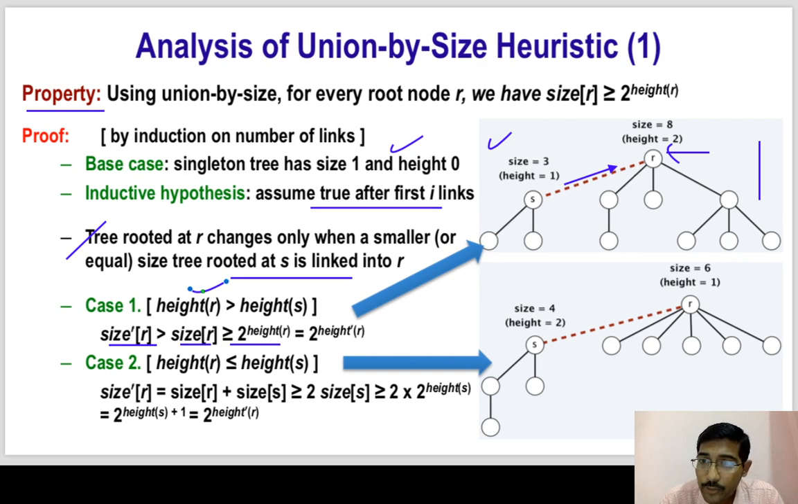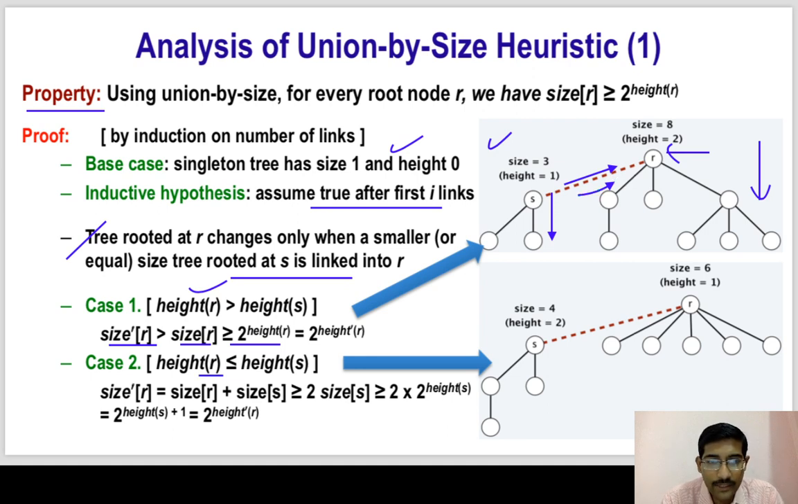2 to the power height dash of R, that is the final height of this set, because I know that the height of this set is less than the height here. So after joining this one, definitely the height will remain as it is. So it proves that the new set of elements also adheres to the 2 to the power height R bound. At least 2 to the power height R elements should be there.